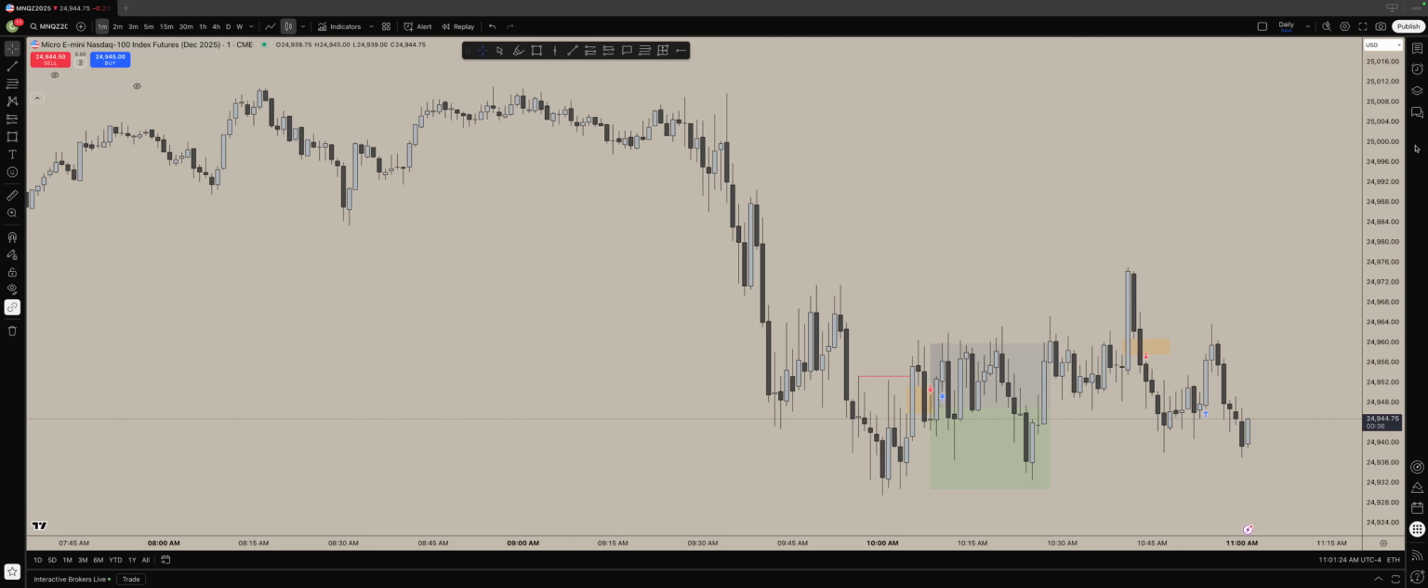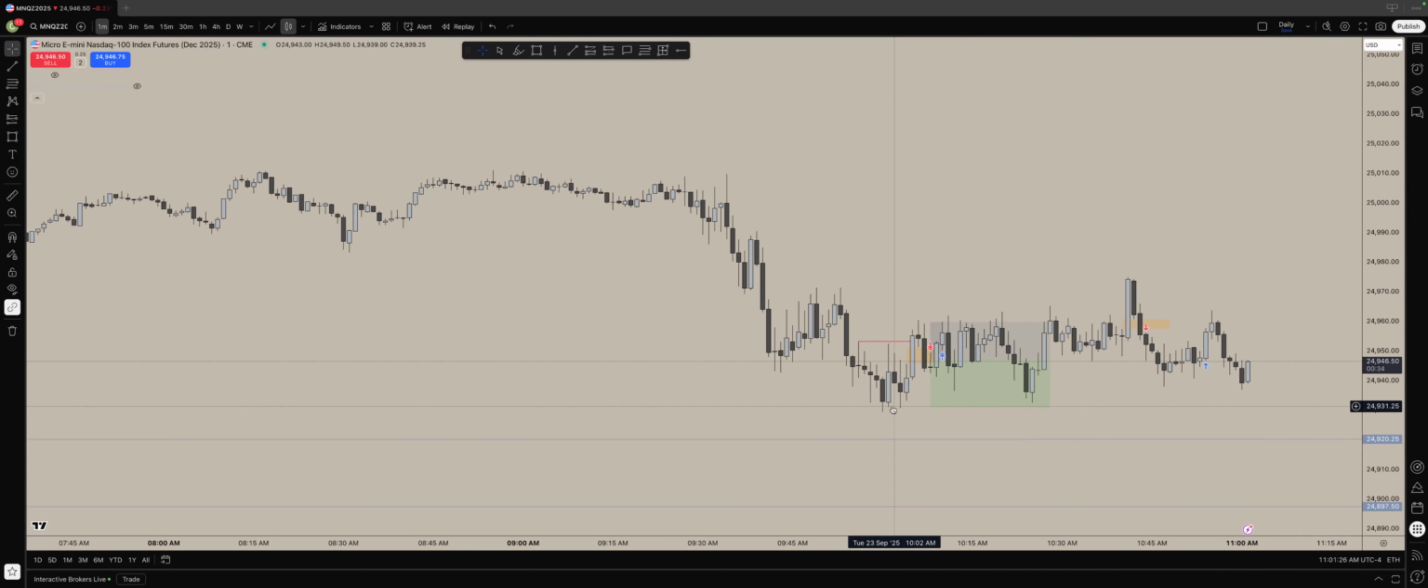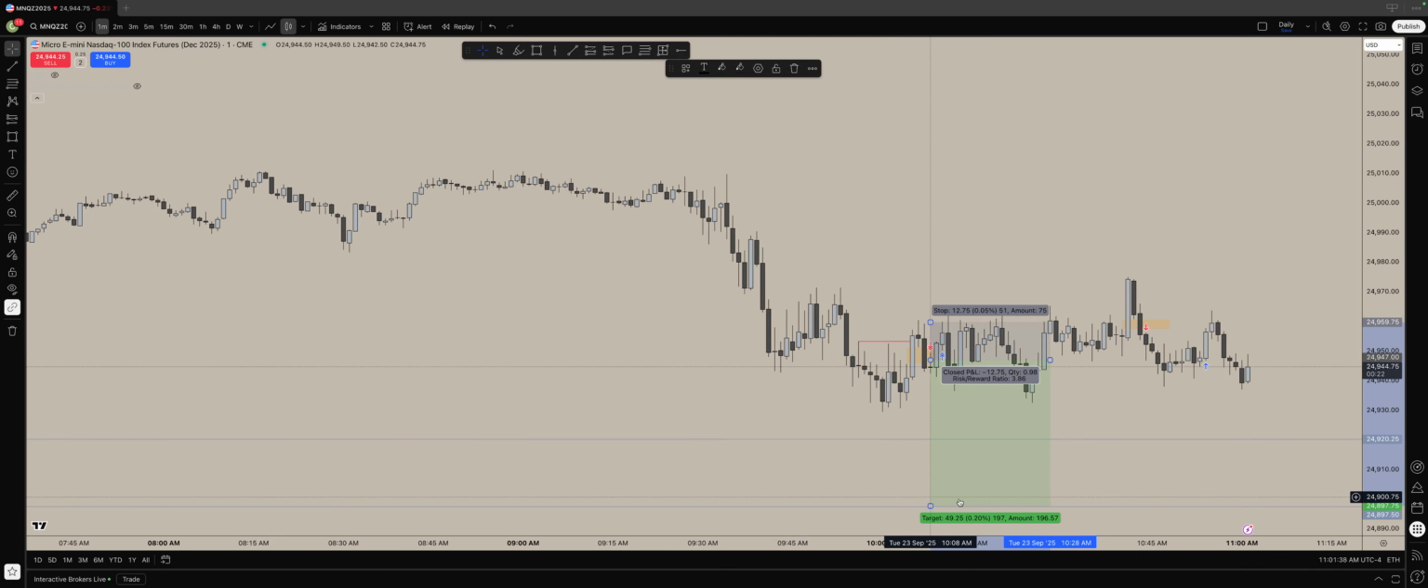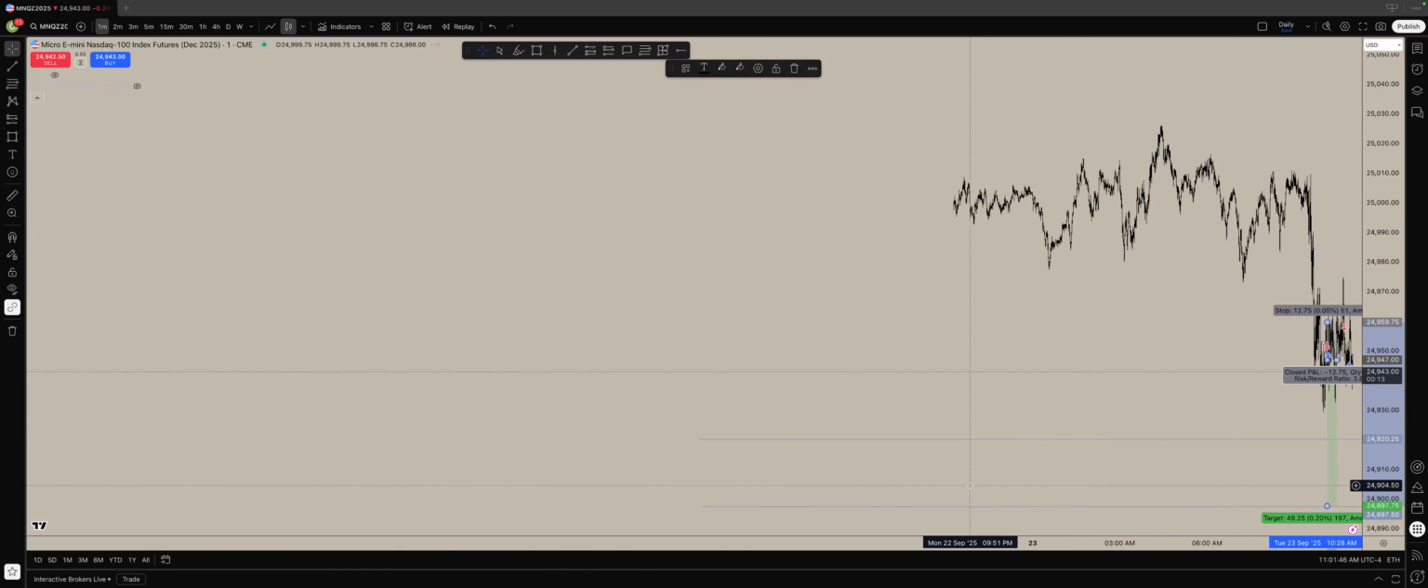And my target was, I had two targets. This was my break even. We never got there. But first target was here at 2R. And final target was over here at, what's this? Final target was over here at 3.8R, right?